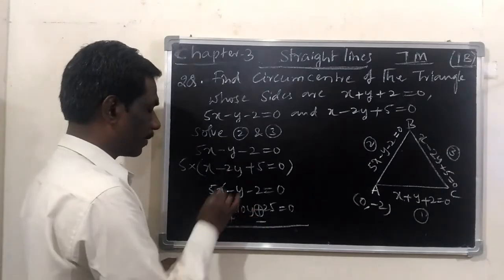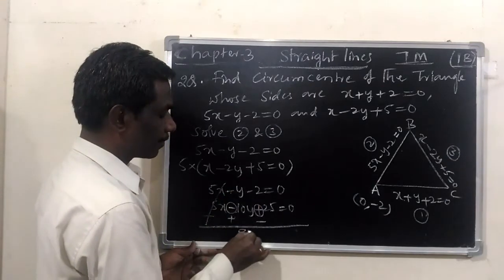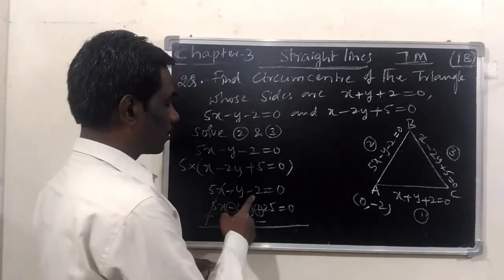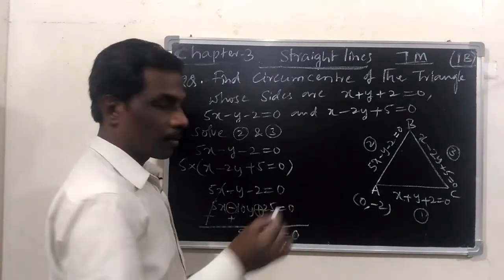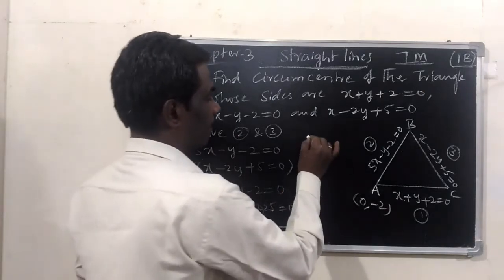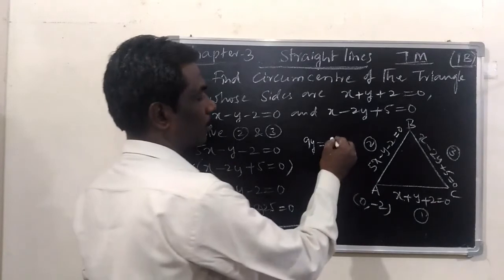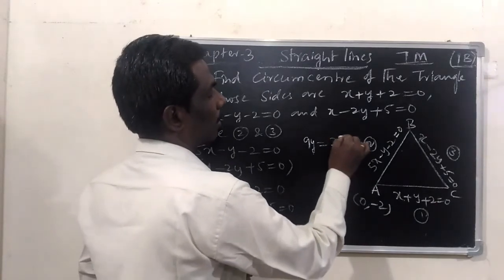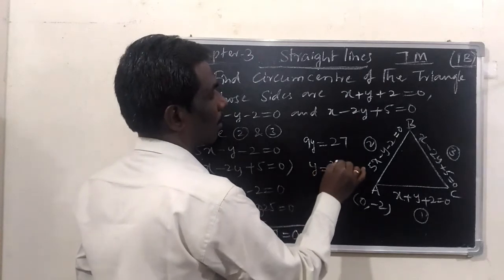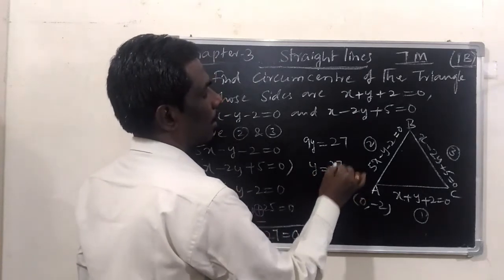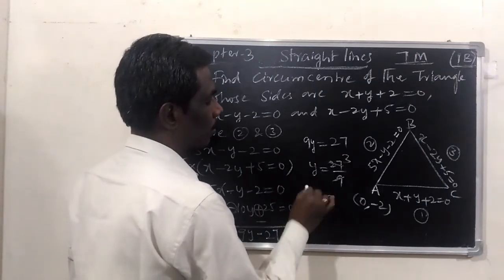This 5x minus 5x gets cancelled. Minus y plus 10y is 9y. And minus 2 minus 25 is minus 27, equal to 0. So 9y is equal to minus 27. Changing to the right side, that is plus 27. Then y is equal to 27 by 9. 9 threes are 27, so y is equal to 3.